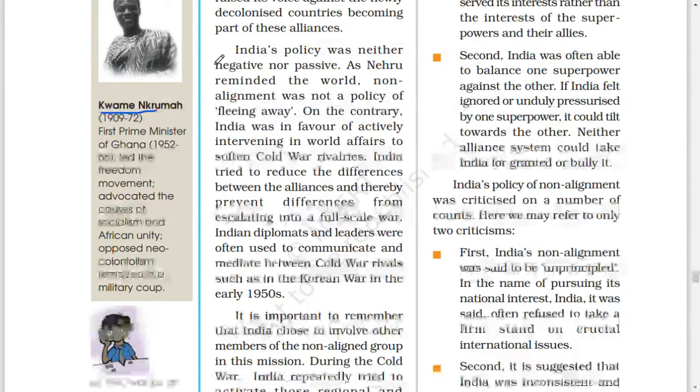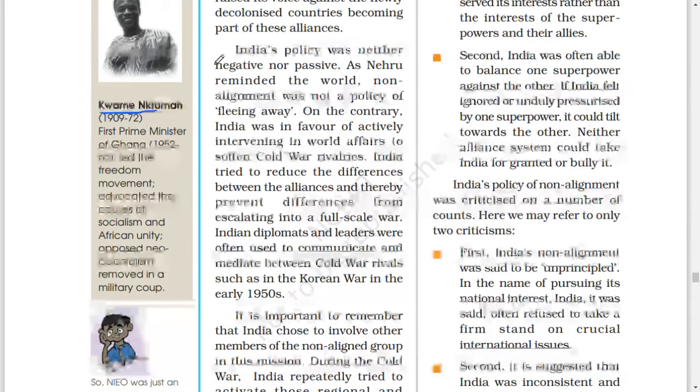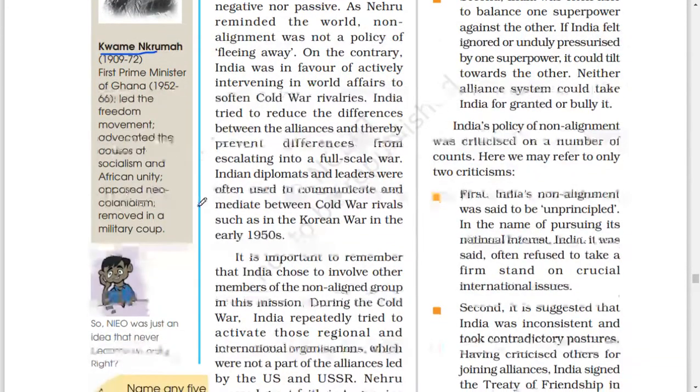As Nehru reminded the world, non-alignment was not a policy of fading away. On the contrary, India was in favor of actively intervening in world affairs to soften Cold War rivalries. India tried to reduce the differences between the alliances and thereby prevent differences from escalating into a full-scale war. Indian diplomats and leaders were often used to communicate and mediate between Cold War rivals, such as in the Korean War in the early 1950s.